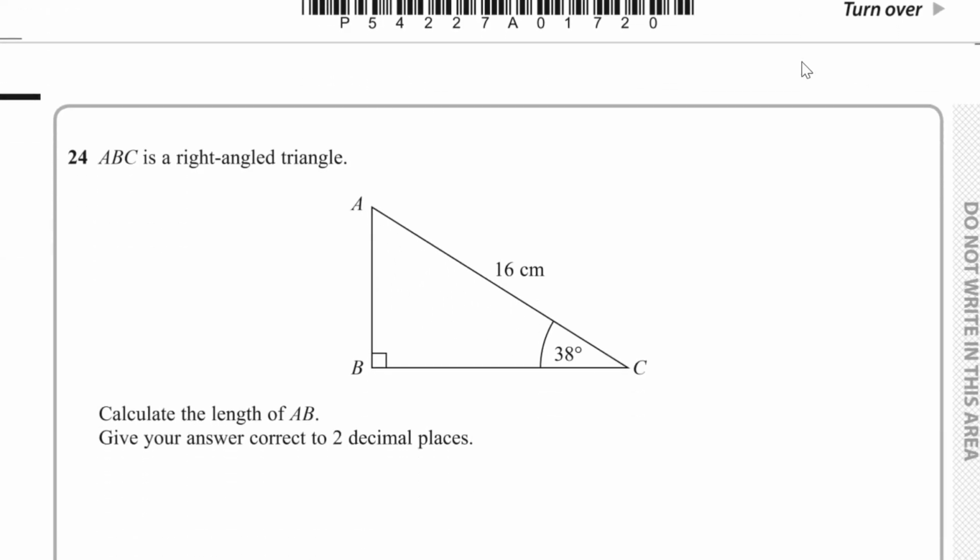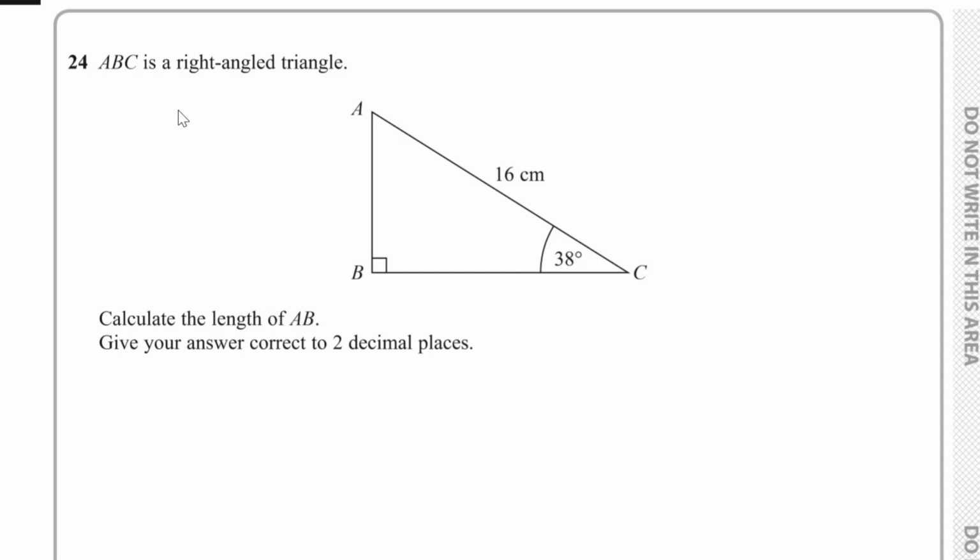Question 24. We have over here ABC, which is a right angle triangle, and AC is equal to 16 centimeters, and we have to calculate the length of AB to 2 decimal places. Well, AC, that's the longest side, it's opposite the right angle, so therefore this is the hypotenuse. AB, that's what we want to work out, it's opposite this angle of 38, so we call that the opposite.